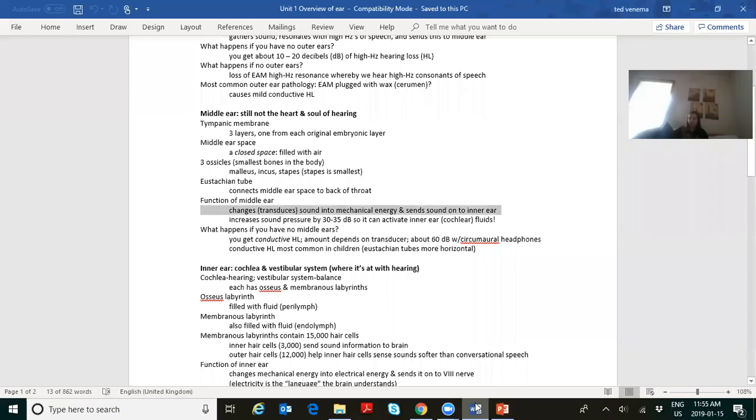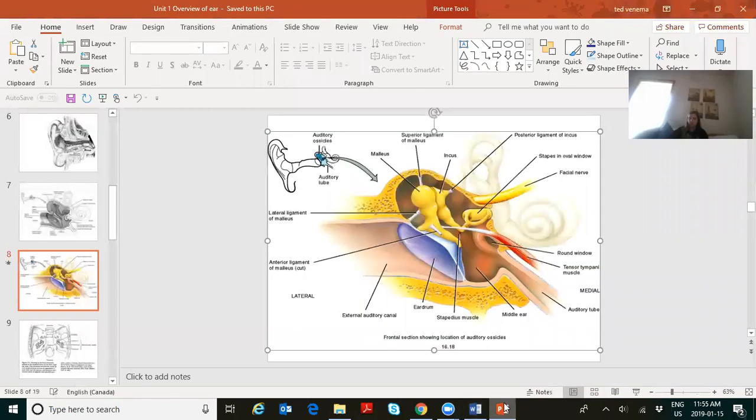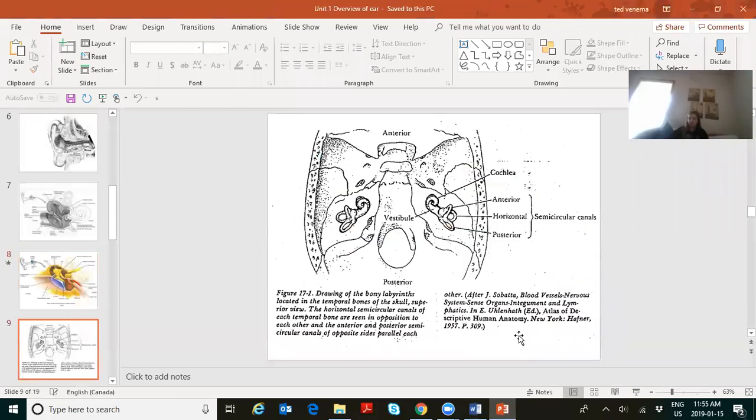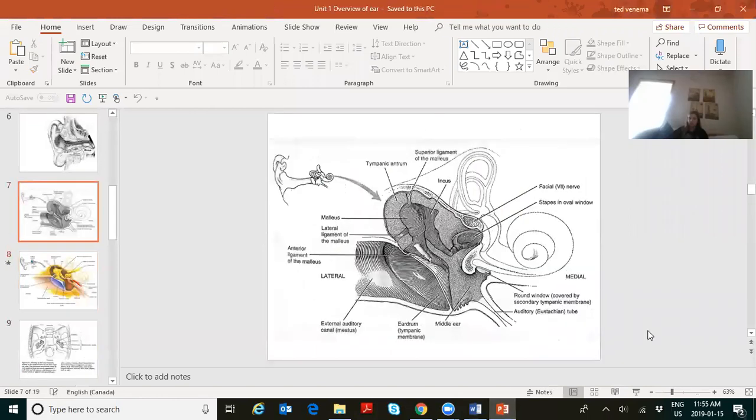What else does the middle ear do? It increases sound pressure so it can activate the inner ear. Now, let's talk about what that means. Your inner ear is filled with fluid. Okay, your cochlea, unlike the middle ear, isn't filled with air, it's filled with fluid. This is filled with air, this is filled with fluid.